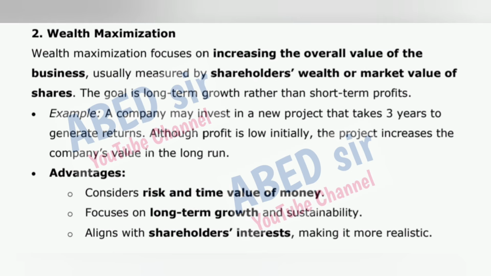2. Wealth maximization. Wealth maximization focuses on increasing the overall value of the business, usually measured by shareholders' wealth or market value of shares. The goal is long-term growth rather than short-term profits. Example, a company may invest in a new project that takes 3 years to generate returns. Although profit is low initially, the project increases the company's value in the long run.